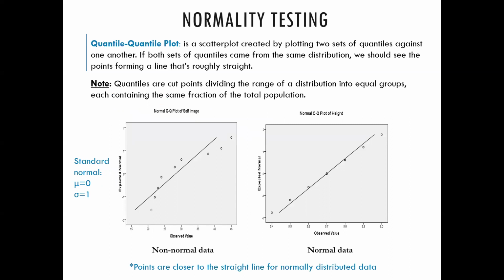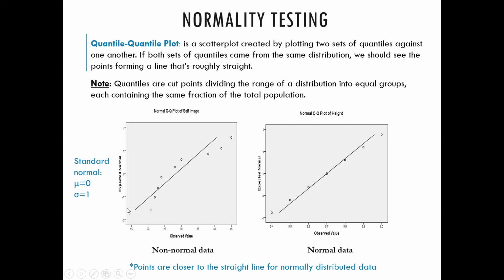Another way that we can test normality visually is by plotting a QQ plot. That's just a scatter plot created by plotting two sets of quantiles against one another. So if both sets of quantiles came from the same distribution, then we should see the points forming a line that's roughly straight. Okay, so what's an example of that?